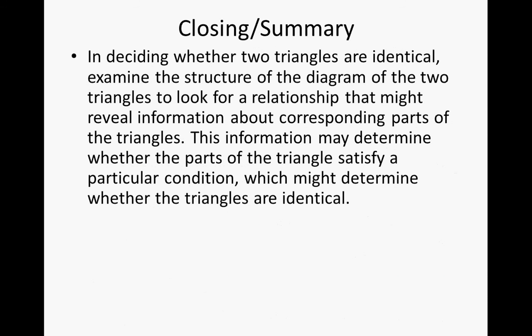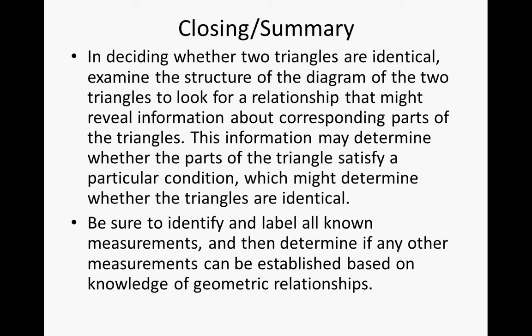All right, so let's wrap this up. In deciding whether two triangles are identical, examine the structure of the diagram of the two triangles to look for a relationship that might reveal information about corresponding parts of the triangles. This information may determine whether the parts of a triangle satisfy a particular condition, which might determine whether the triangles are identical. And be sure to identify and label all known measurements, and then determine if any other measurements can be established based on the knowledge of geometric relationships.